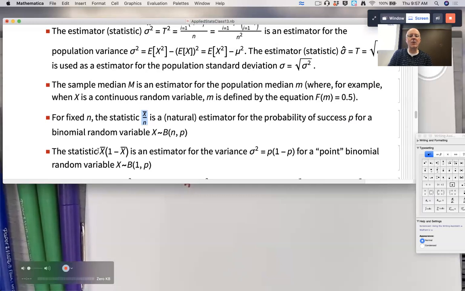In the case where n is 1, this is kind of interesting. X bar times 1 minus x bar, you can check this out on your own, is an estimator for the variance of a binomial random variable when n is 1, sometimes called a point binomial. You're just doing one trial, you either have success or failure, x is either 0 or 1. You could use this as an estimator for that. N is 1, so that should make some sense.